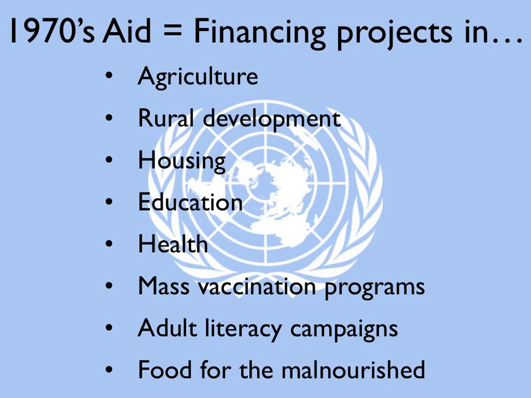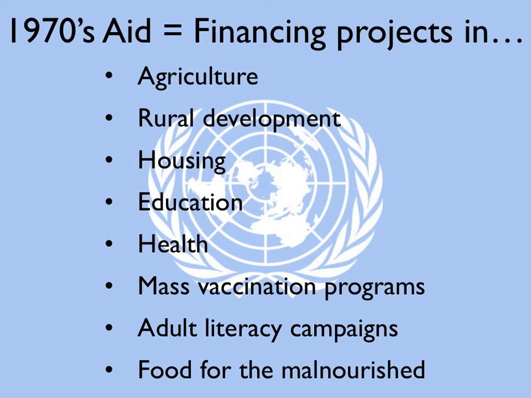International aid in the 1970s focused on poverty. We just saw why it did so, and I just wanted to explain to you what they were financing, right? So they were financing projects in agriculture, rural development, so the development of the countryside, housing, the quality of houses, education, health, mass vaccination programs so that some of the childhood diseases would be eradicated, would disappear.